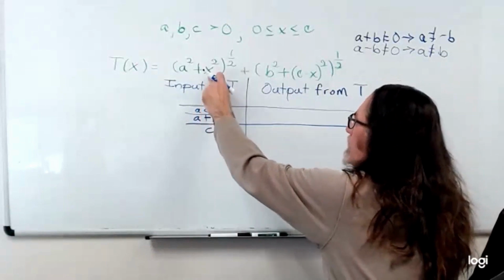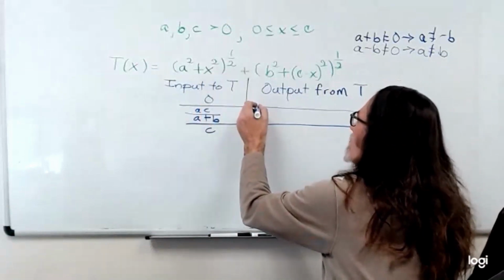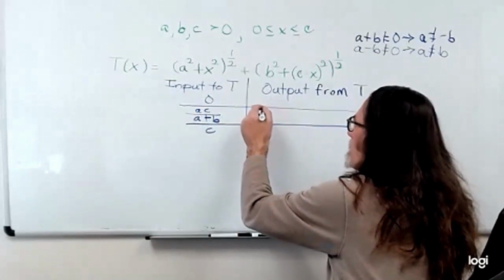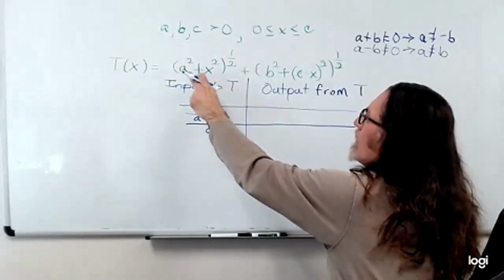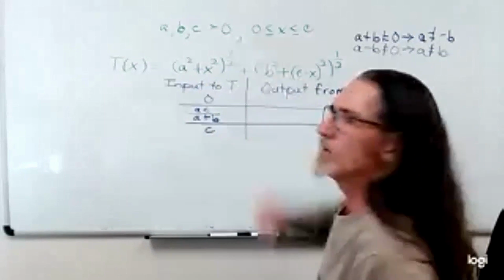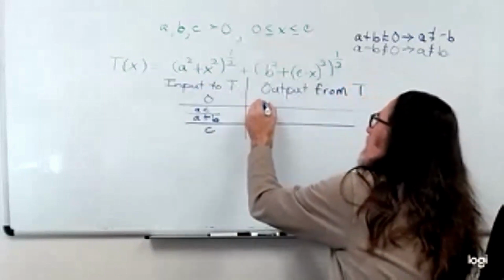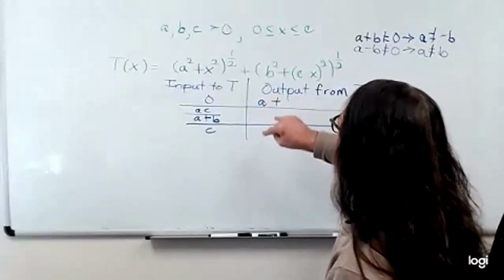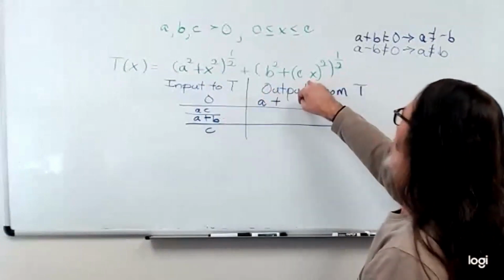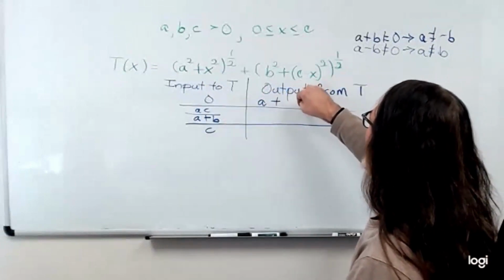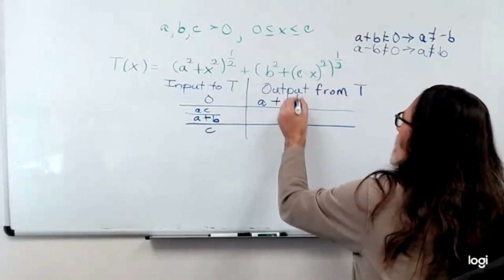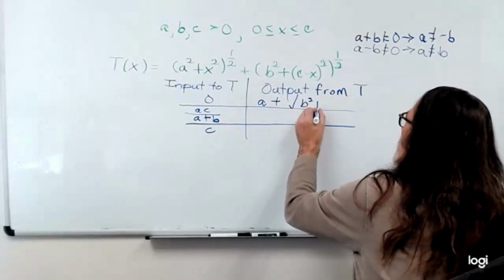Putting in 0 for x, 0 squared is 0. a squared plus 0 would be a squared. The square root of a squared, since a is strictly positive, is a. Putting in 0 for x over here, c minus 0 is c. So we'd have the square root of b squared plus c squared.